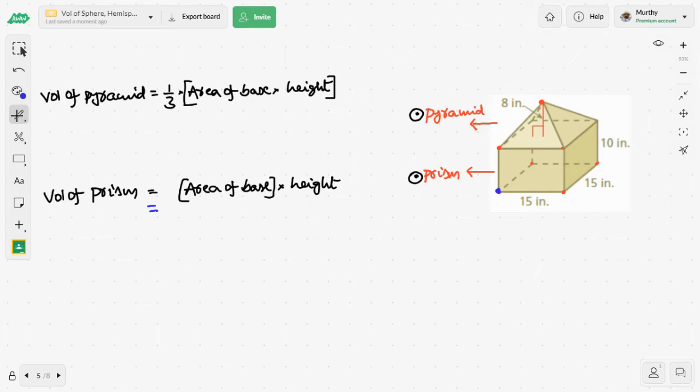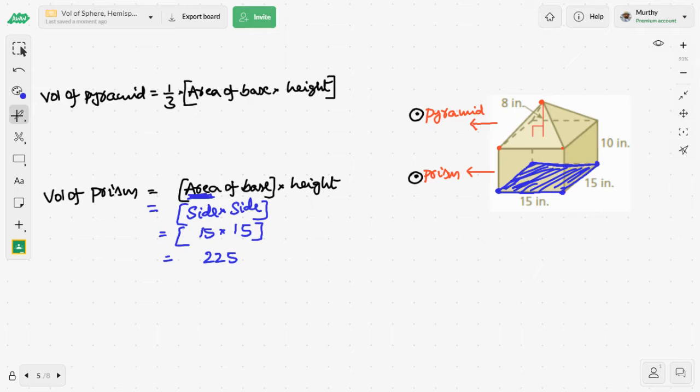So I see that the base of this prism has a length 15, width 15. Therefore, this one must be a square. Okay. So what is the area? Please remember we have to compute the area of the base. So what is the area of a square? That is side times side. So what is side times side here? 15 times 15. No need of any calculator. 15 times 15 equals 225.